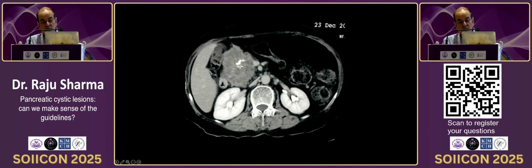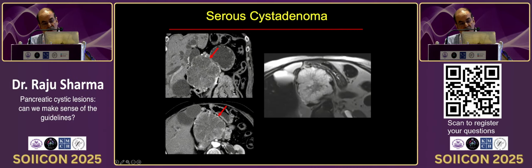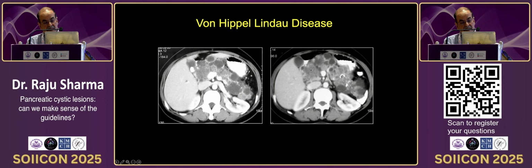On CT, it may show you calcification in the central scar, but notice that it's difficult to discern the innumerable cysts that are seen, and that is perhaps done much better using MRI. Here's another example where CT shows you a relatively homogeneous kind of an appearance, but on MR you can identify the multiple small cysts within this lesion.